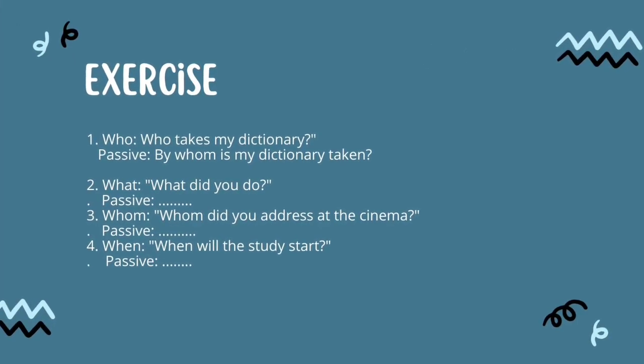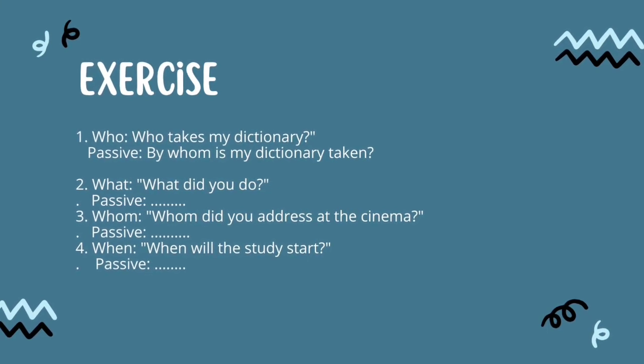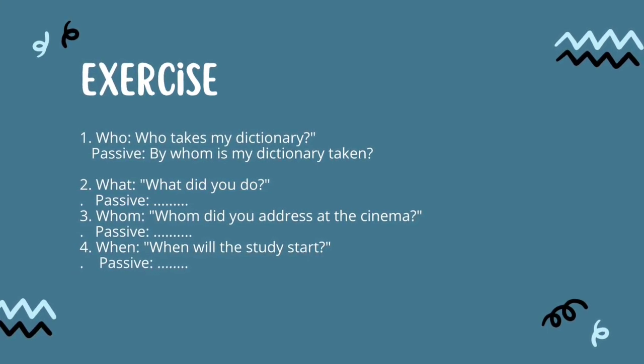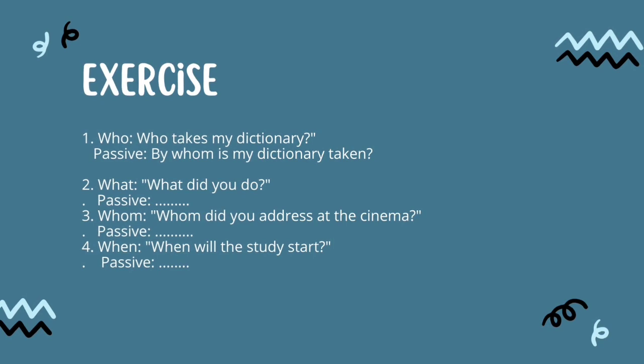After we have already learned passive voice in wh- questions, now we should exercise our understanding about it. Here there are 9 exercises and I will give you an example in the first exercise. First exercise, who? Who takes my dictionary? So we change into passive voice: By whom is my dictionary taken? So it's the example exercise. For the next exercises, you should answer by yourself to test your understanding.